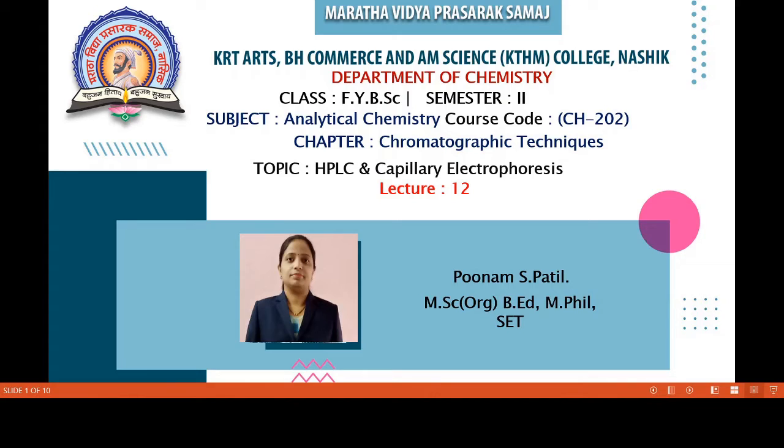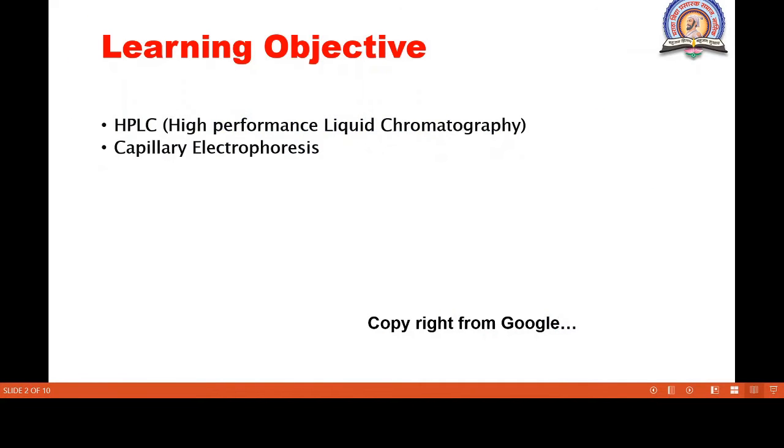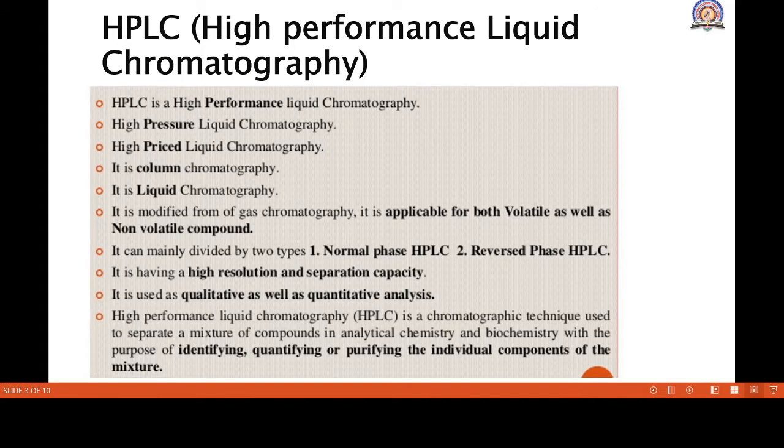Student, in the previous lecture, we have seen gas chromatography and supercritical fluid chromatography. These two chromatographic techniques we have seen in the previous lecture. Now, in this lecture, we are going to discuss HPLC and capillary electrophoresis. So the learning objectives of today's lecture are about HPLC, high performance liquid chromatography, and capillary electrophoresis. So first we start with the HPLC.